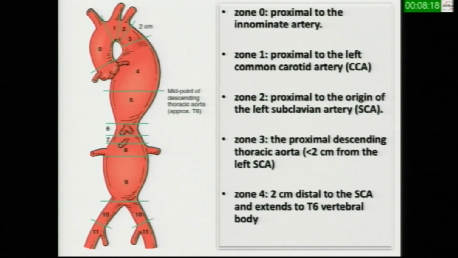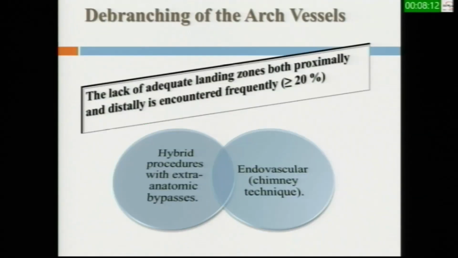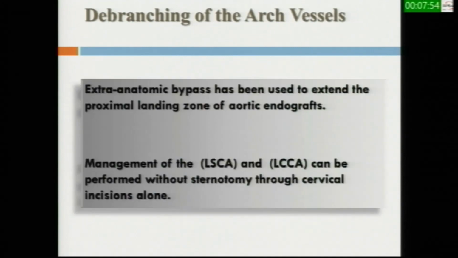These are the zones, we all know about it, 0, 1, 2, and 3. We are talking about these 3 zones only now. And so we are talking about how to perform a debranching of the arch vessels by endovascular techniques combined with surgery, and this can be done also totally endovascular by chimney techniques.